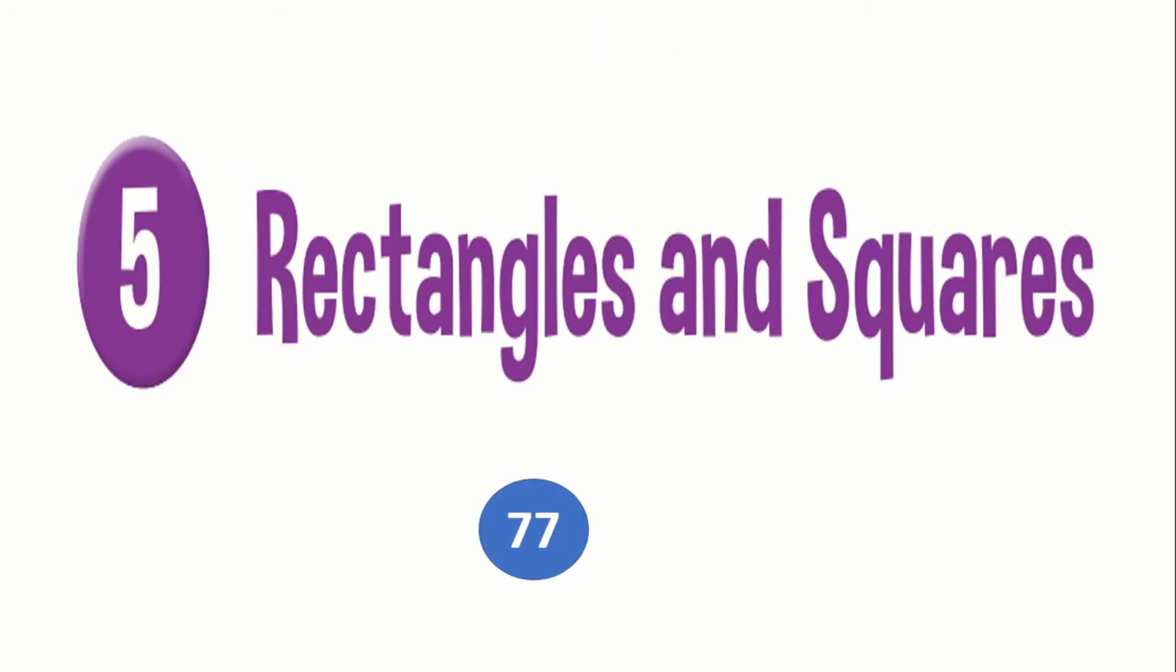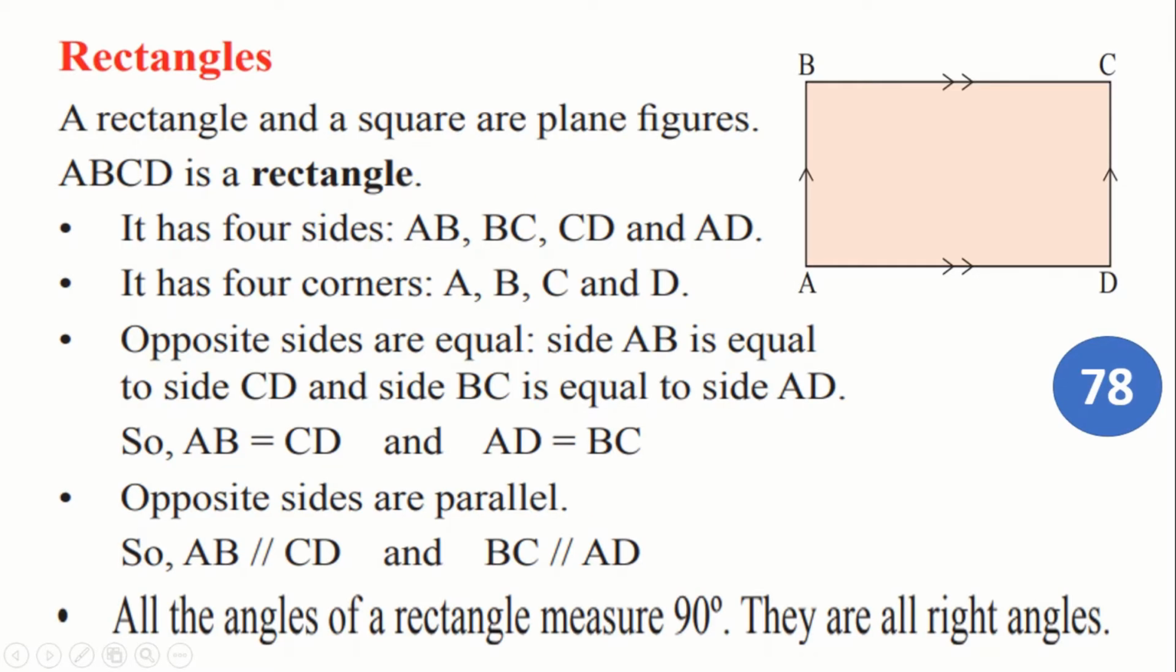This is our lesson for the final. We start here, Unit 5, rectangles and squares. We're going to start here for your final test. Rectangles and squares, page 77 in your book. The first is rectangles. Okay, our first here is the rectangles.